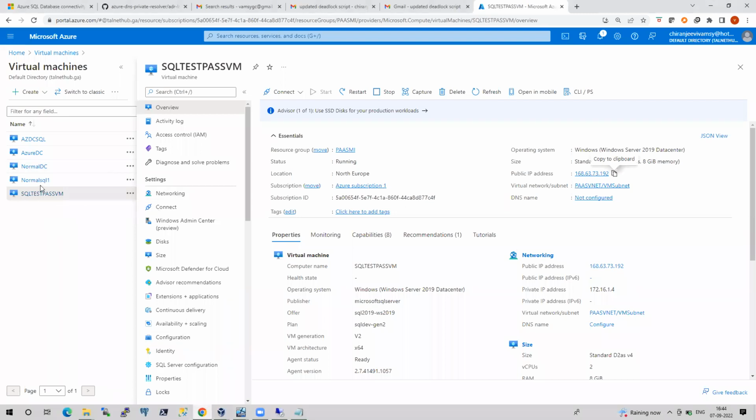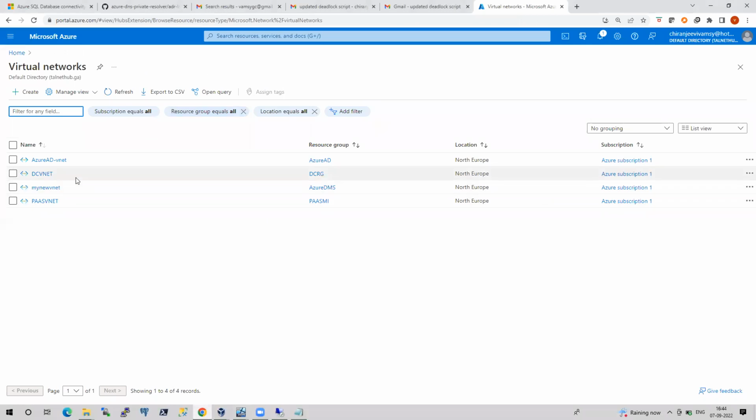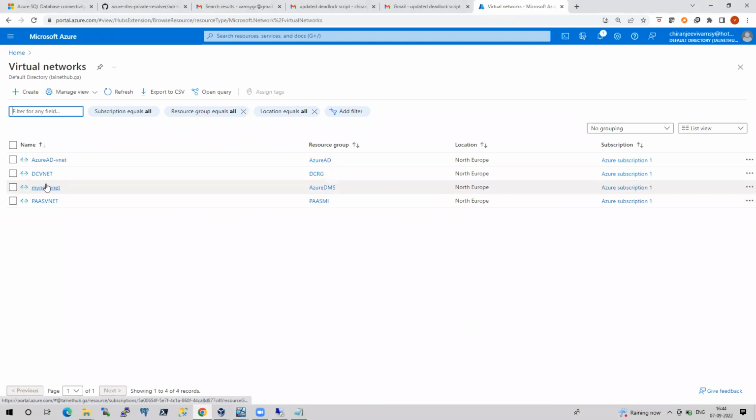I need to open one more server. Before opening anything, I wanted to talk about this first. So I have three VNets. You can ignore this VNet; I'm not able to delete it, somehow I'm getting errors. The rest of the VNets are Azure AD VNet, DC VNet, and PAS VNet. As the name says, PAS VNet is holding the MI. In DC VNet I have two machines, and in Azure AD VNet I have two machines. So I will show my PAS VNet first.